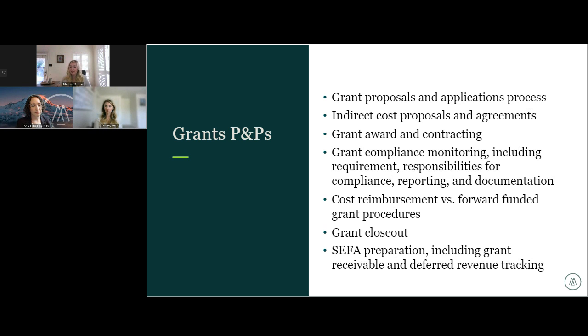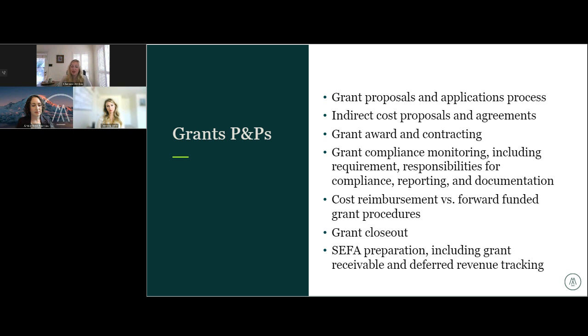And believe it or not, there's going to be a lot of documentation that goes along with that grant award. And that goes right into grant compliance monitoring. So this really is, I think, a key aspect, because you want to make sure that you identified people responsible for that compliance, the reporting, and documentation. We are so fortunate to get these grants, but you could lose them so quickly if these three aspects are not properly in place. Cost reimbursement versus forward funded grant procedures.